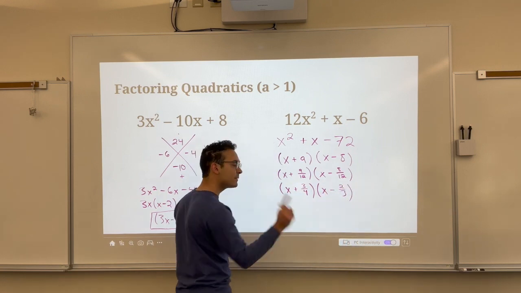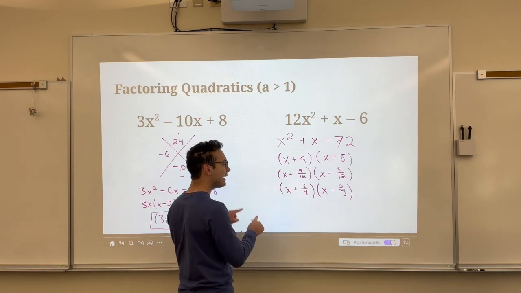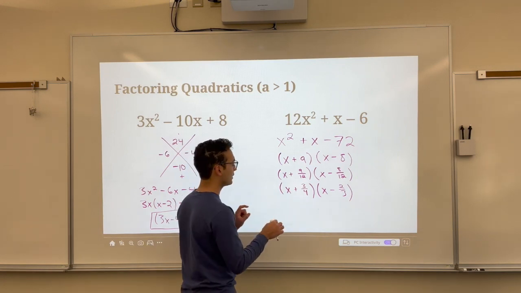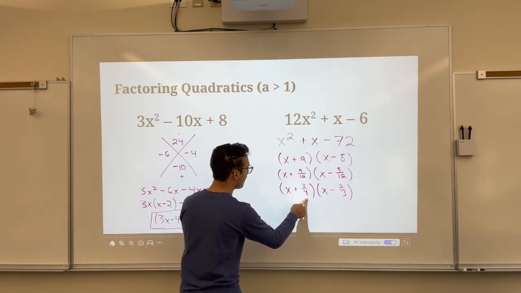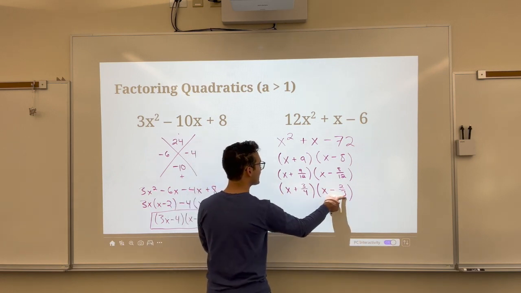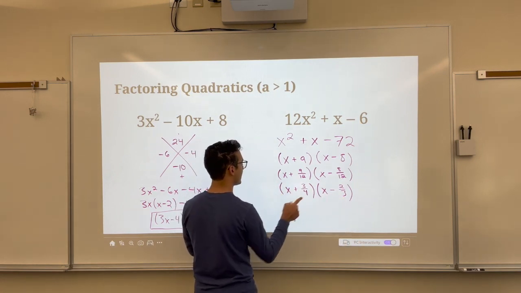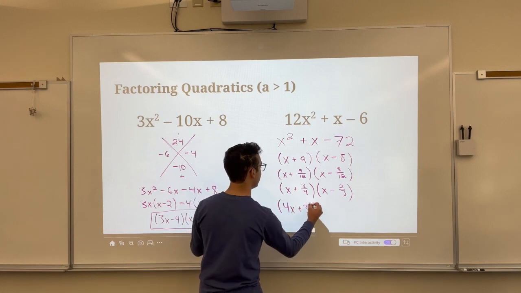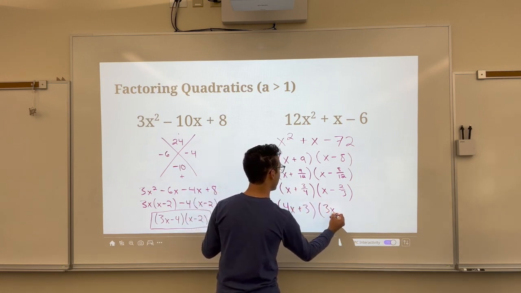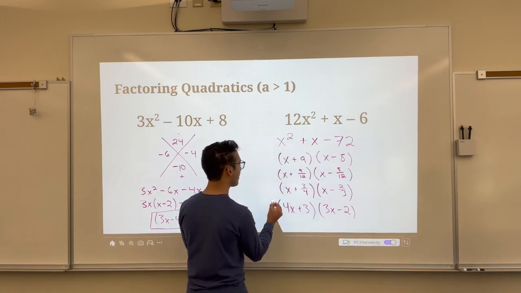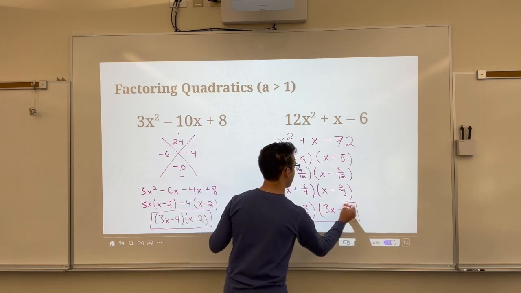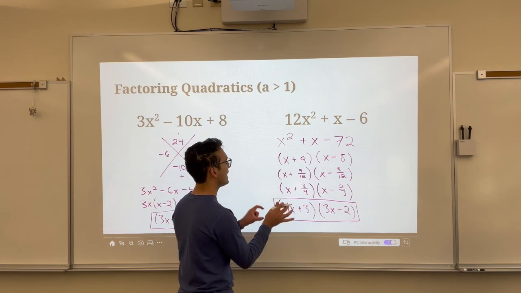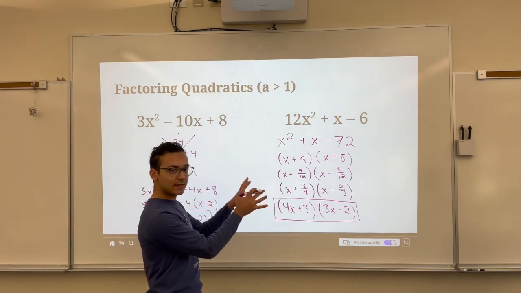And now that they are in simplest form, we can go back to sliding to finish our factoring. So we can slide this 4 back in front of the x, and we can slide this 3 back in front of the x. So we are going to get 4x plus 3 times 3x minus 2, and that is our final answer. It is our quadratic, now in factored form. So that was slide and divide.